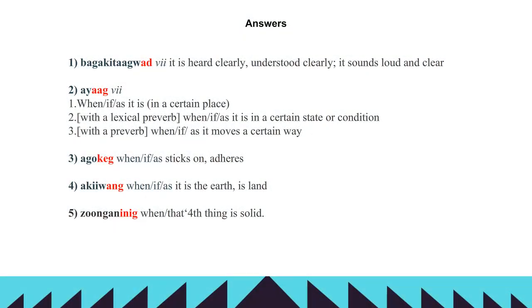The following are the answers from the previous slide. Bagagitagwud, when it is heard clearly or understood clearly. Ayag, when, if, as it is at a certain place. Agokek, when, if, as it sticks on or adheres. Akiwang, when, if, as it is the earth, it is land. Zunganinik, when that fourth thing is solid.